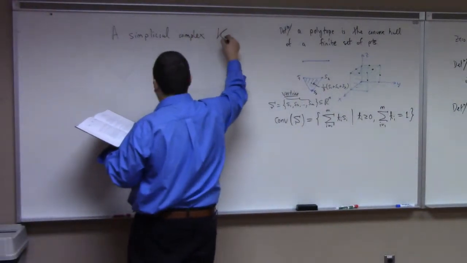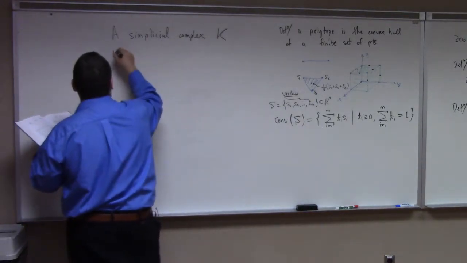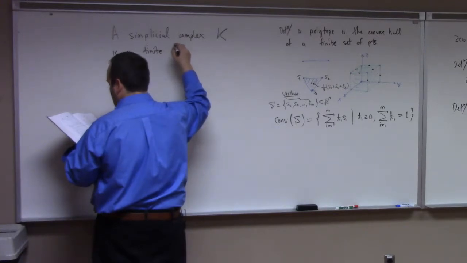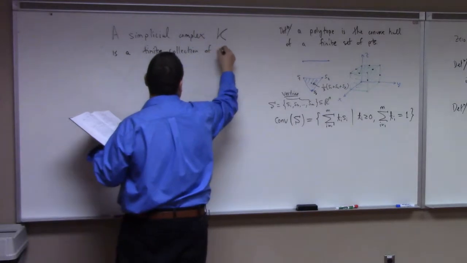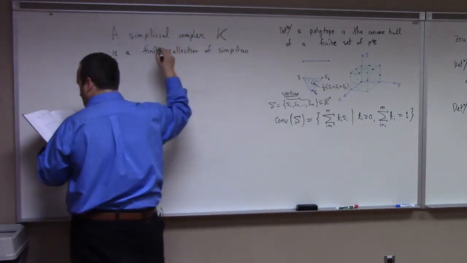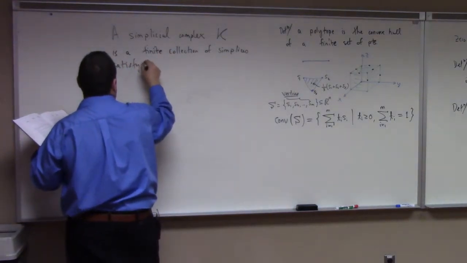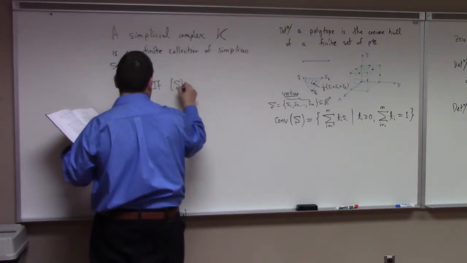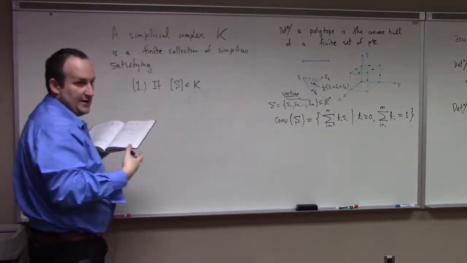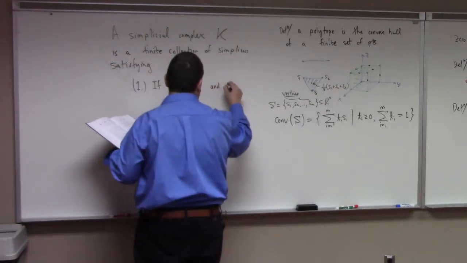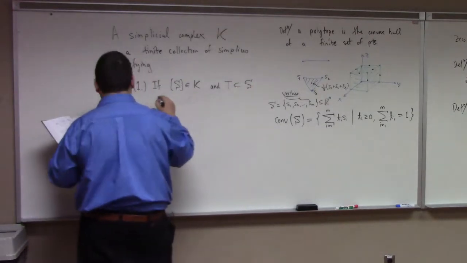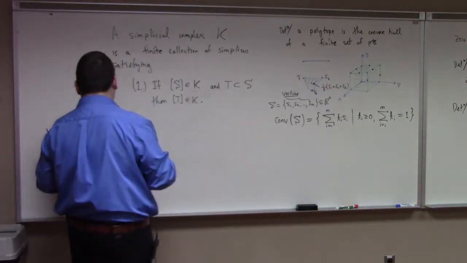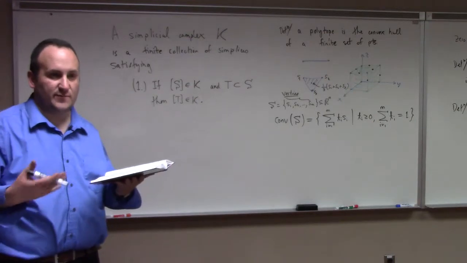A simplicial complex K is a finite collection of simplices satisfying 2 properties. Number 1, if S is an element of K, so suppose you've got a simplex in K, and T is a subset of S, then the convex hull of T is also an element of K. Which is to say that every face of every simplex in K is once more again in K.